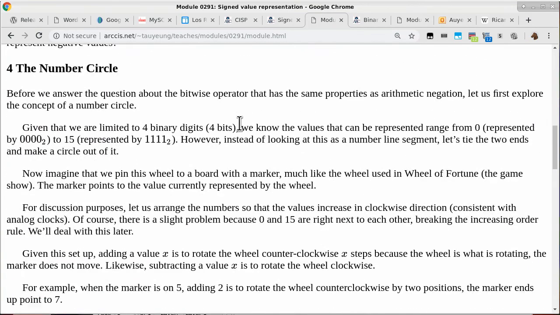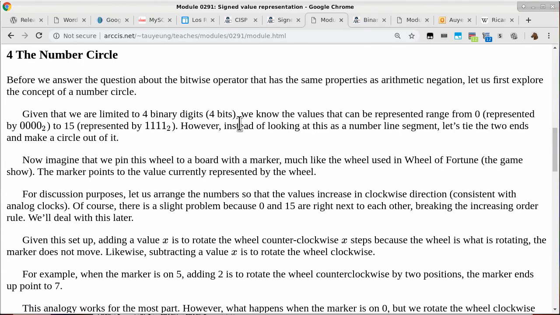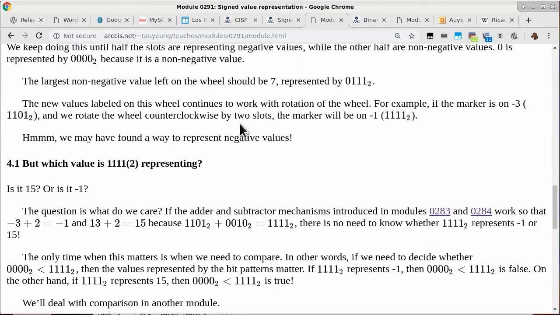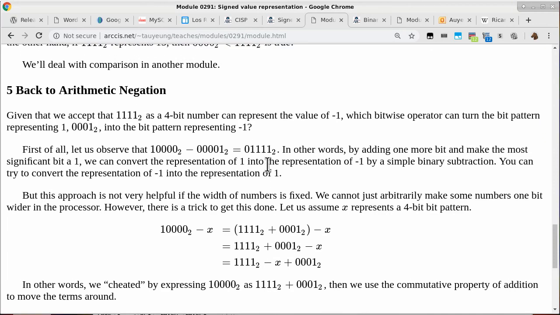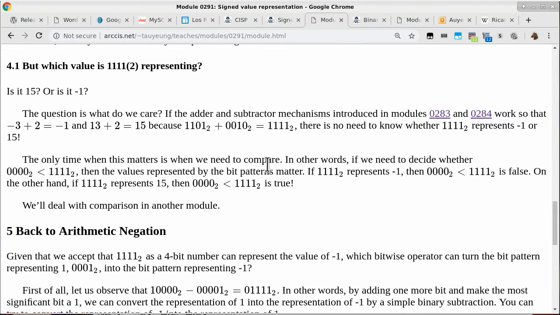Because this is where we started to talk about the number circle. And we also talked about the properties of negation. Remember this part here? But we did not get back to talk about how do we represent negative values. So we'll resume that discussion, and then we'll get back to comparison. Okay?